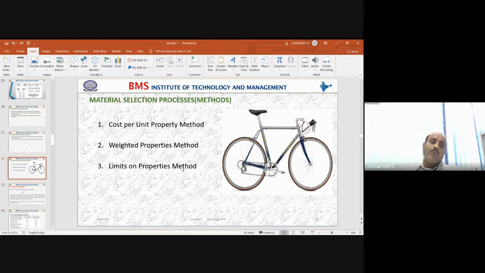optimization methods or optimization parameters need to be taken into consideration while you are selecting a material, especially when you are deciding the cost. So the cost is one of the primary and most important factors in the design of a product. As I told you, 30 to 40% of the cost of the product will depend upon the cost of the material.